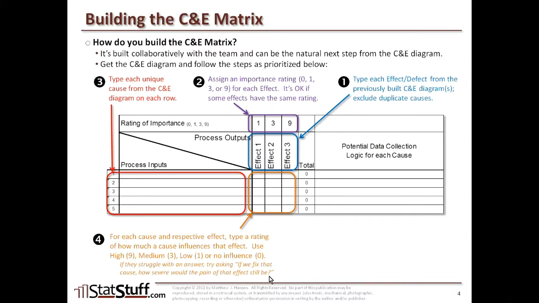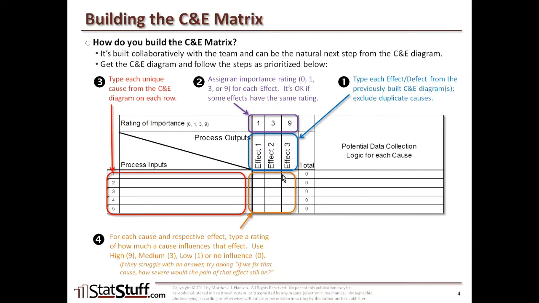Well, if they feel like, well, actually, if we fix that root cause, then we probably think that whole effect would go away. Well, if that's true, then it probably has a high impact. If we think the pain would still be there and it wouldn't make that much of a difference, the chances are it's a low impact or maybe no influence at all. So maybe just wording it a little bit differently could help your team work through what they think the best answers are for inputting in here.